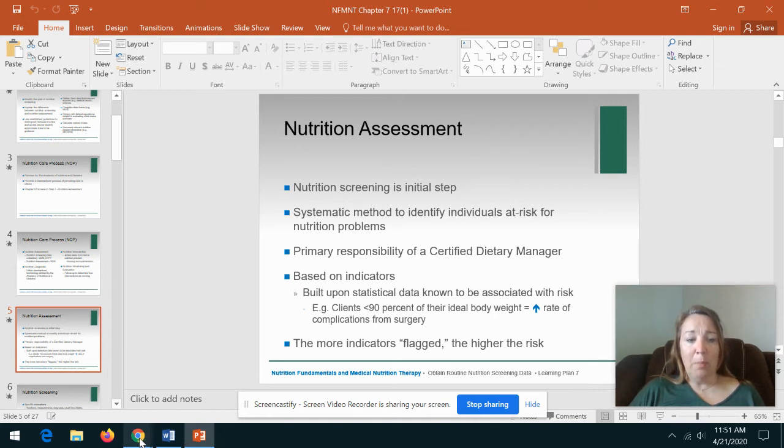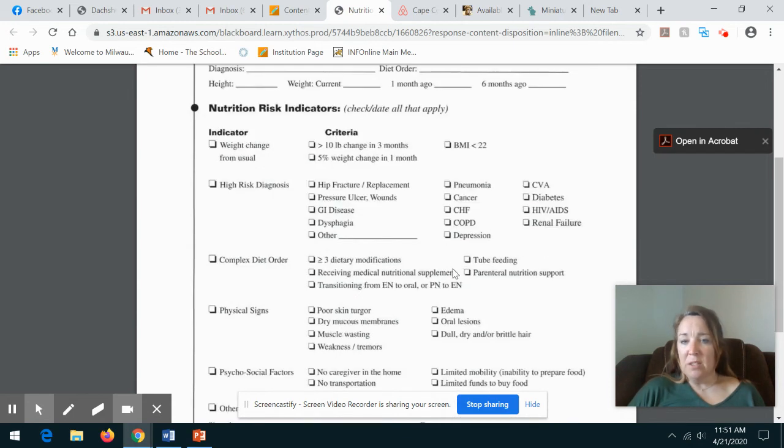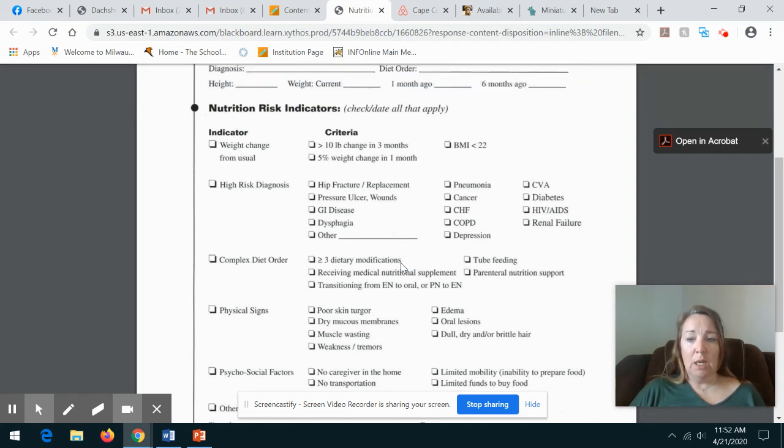Okay, so I'm going to go back to that nutrition screen document here. And this is just a sample one that you might see at a standard facility. But indicators would be a weight change from usual. One of these high-risk diagnoses, and you'll see things that we've talked about here: dysphagia, GI disease, pressure ulcers, CHF, cancer, COPD. A complex diet order, like I just talked about, gluten-free, kosher, low-fiber diet. Okay. If they're on tube feedings, if they're on TPN, which is being fed through the vein.